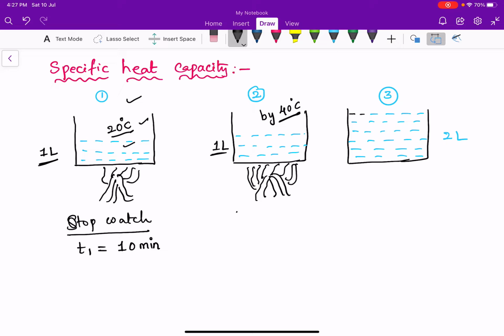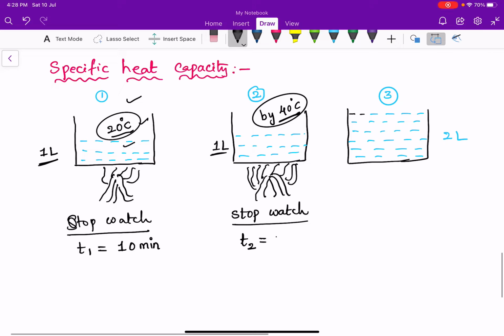So in this case, I used a stopwatch to measure the time taken to increase the temperature by 40 degrees Celsius. The time taken will be more in this case, because here the temperature is raised by 40 degrees Celsius, but in the first case by only 20 degrees Celsius. So the time taken would be double that of the first case. Consider the time taken would be 20 minutes.